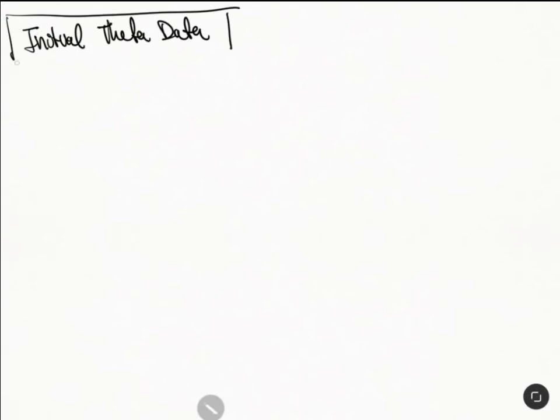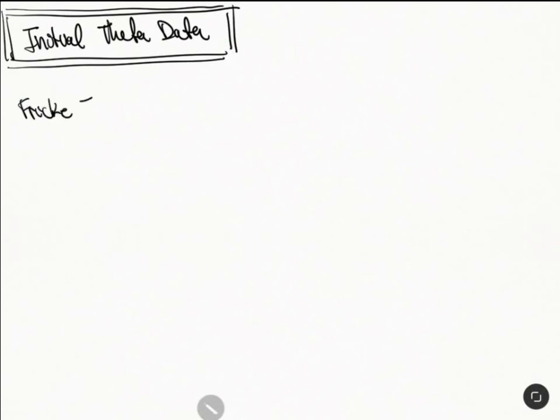Okay, so this video is going to be about initial theta data. This is the description of this kind of massive tuple of information. Let's talk about this. First, I want to talk about the Fricke involution. This is going to be helpful in describing initial theta data.